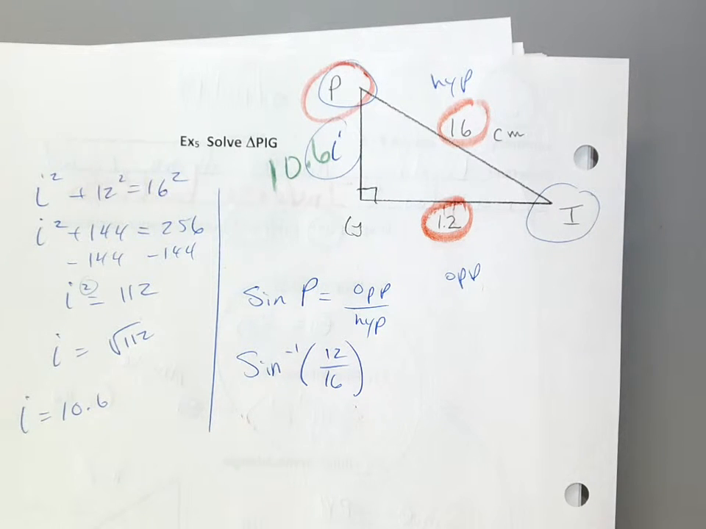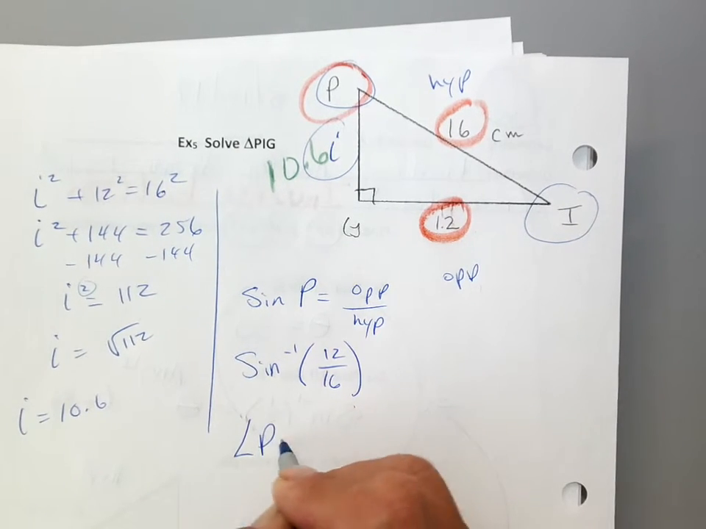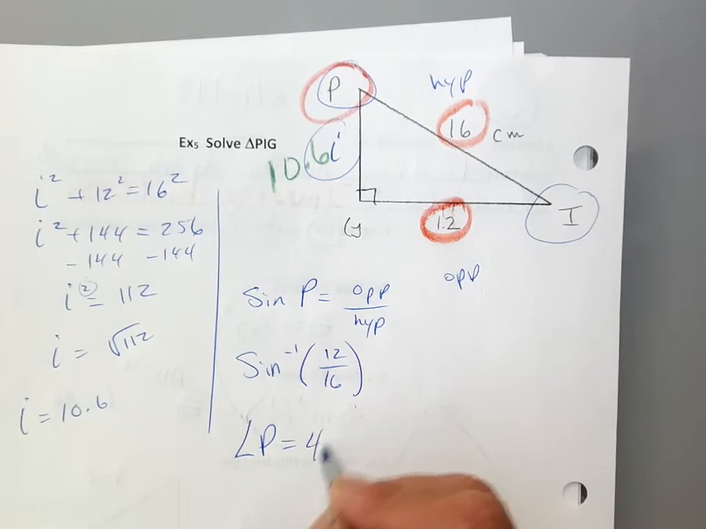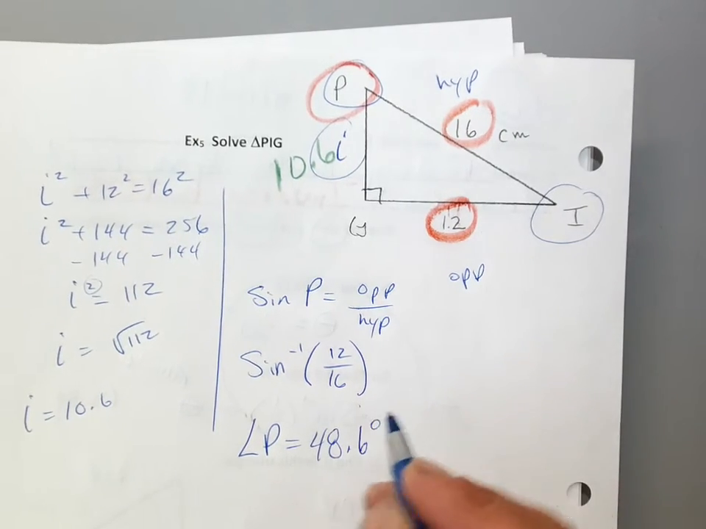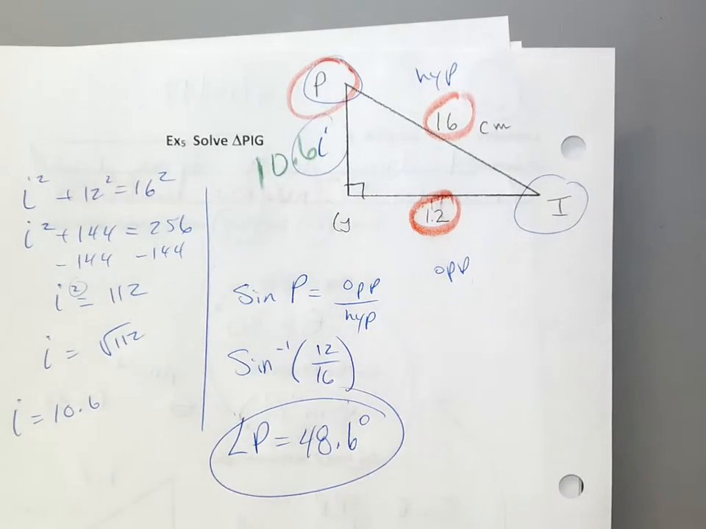What did you get for an answer? Probably about 30-something, maybe? 48.5. Okay, sine inverse, you're probably right. Sine inverse of 12 divided by 16. Yep, nice job, 48.6, okay? So angle P is 48.6 degrees. This is pretty easy, isn't it?